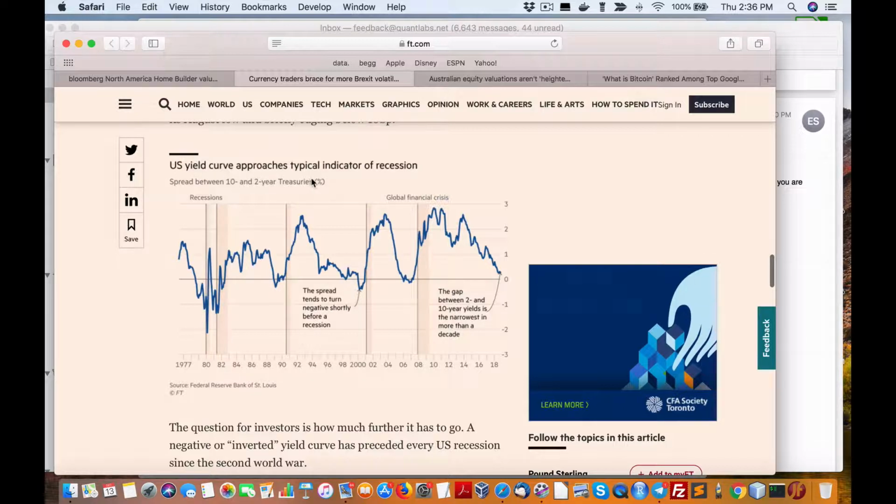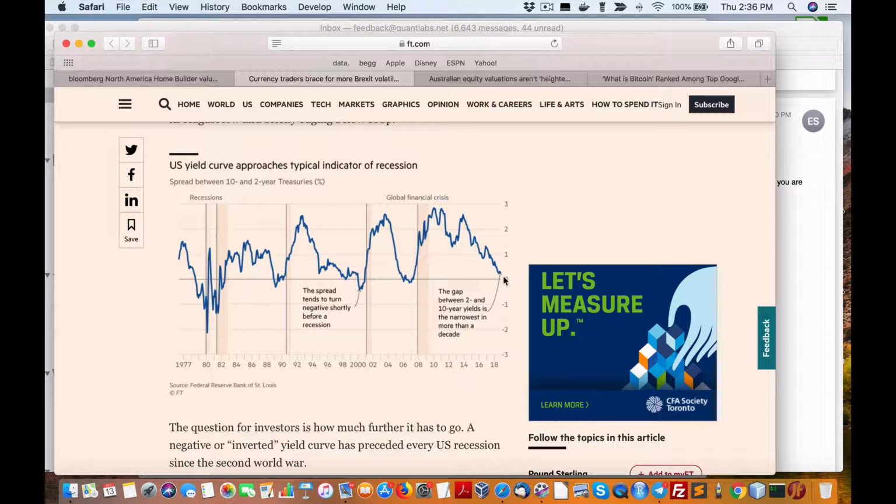U.S. yield approaches typical indicator of recession, the spread between the 10-year and 2-year Treasury bond. So we go back to the start of the global financial crisis. Down it comes. Between 2002, same pattern. So from a historical point of view, this is a pretty good indicator of when recessions start.